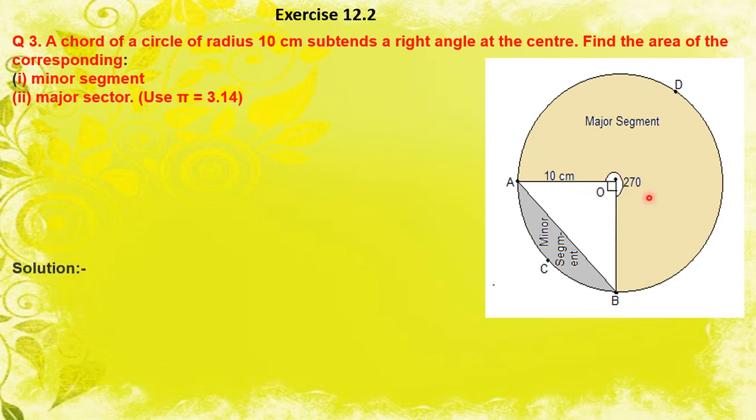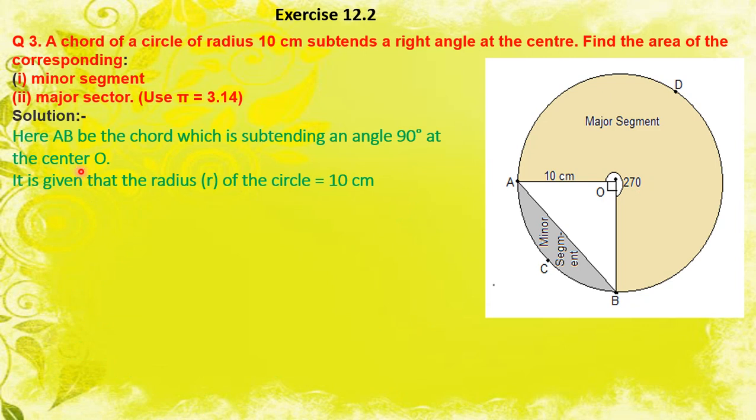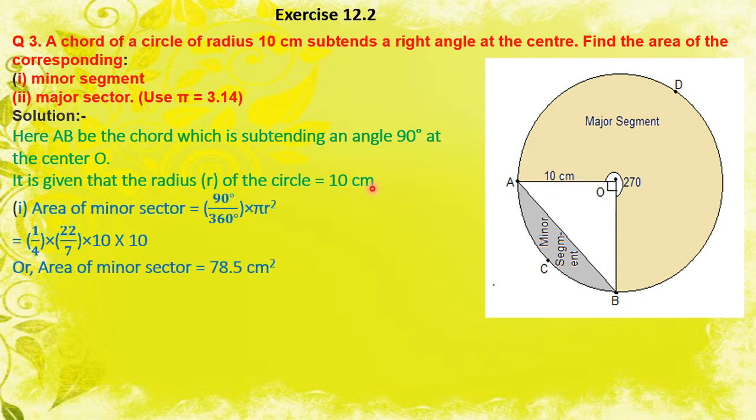So let us start the solution. As given, AB is the chord which subtends 90 degrees at the center, and AO is the radius, given as 10 centimeters. So let's start with the area of the minor sector.